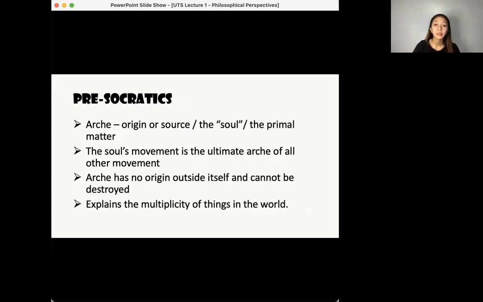So these pre-Socratics are seeking explanation about the multiplicity or the diversity of the things in the world, or in short, we call this an arc. So they are seeking explanation about the beginning of the different things in the world. So arc means the source or the beginning, class. Okay? So the soul's movement is the ultimate arc of all other movement. Yung soul's movement daw, it is the beginning of all other movement. So arc has no origin outside itself and cannot be destroyed. And arc explains the multiplicity of the things in the world.